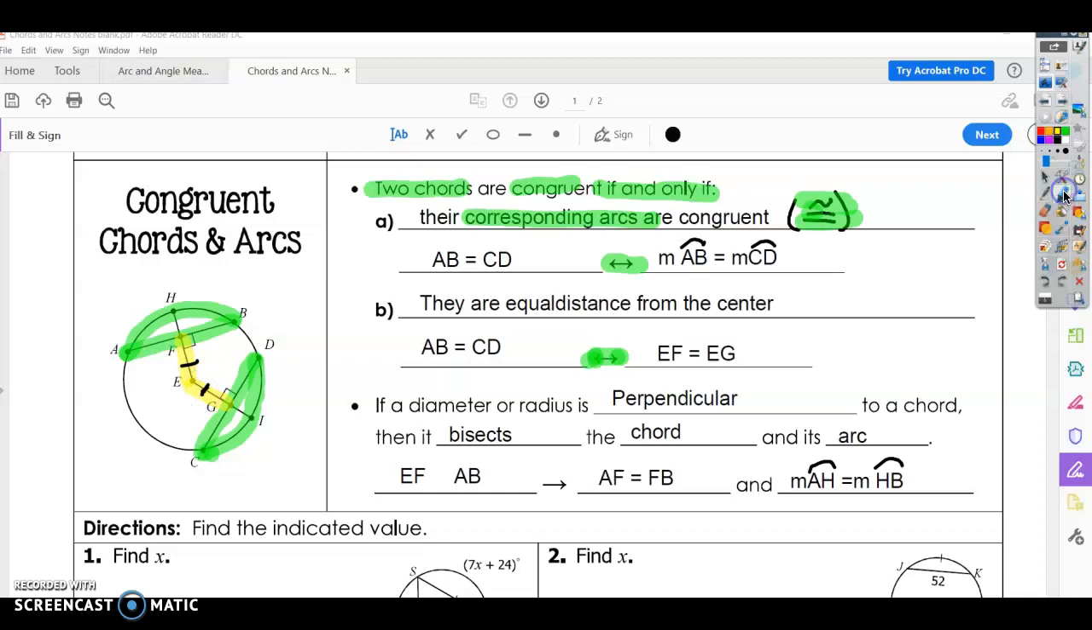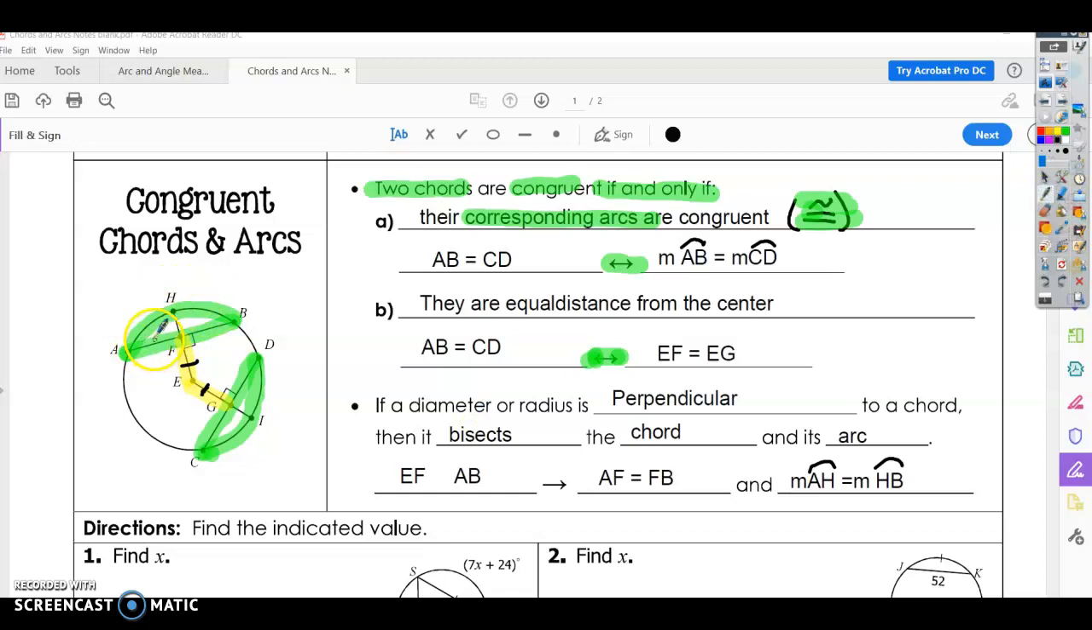All right, the next part says, if a diameter or radius is perpendicular to a chord, so EI and EF, those are radius. So if a diameter or radius is perpendicular, and we can see this symbol here that means 90 degrees, to a chord, then it bisects. Bisects means cuts it in half, two equal parts, the chord and its arc. So it bisects the chord into two equal parts and it bisects the arc into two equal parts.